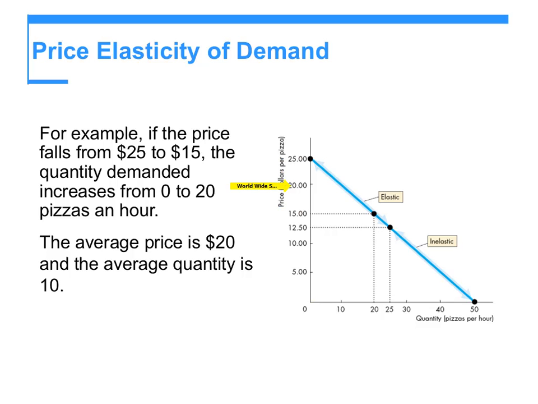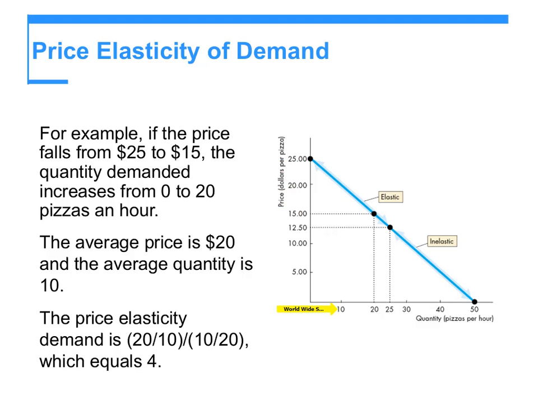And between 0 to 20, the average quantity is 10, the change is 20, and 20 divided by 10 gives you 2. So price elasticity of demand is 2 divided by half. The calculation I just told you, I put the change in quantity on top and the change in price below. So again, one more time: 0 to 20 is the change, divided by average, 10, so 20 divided by 10 gives you 2, okay?